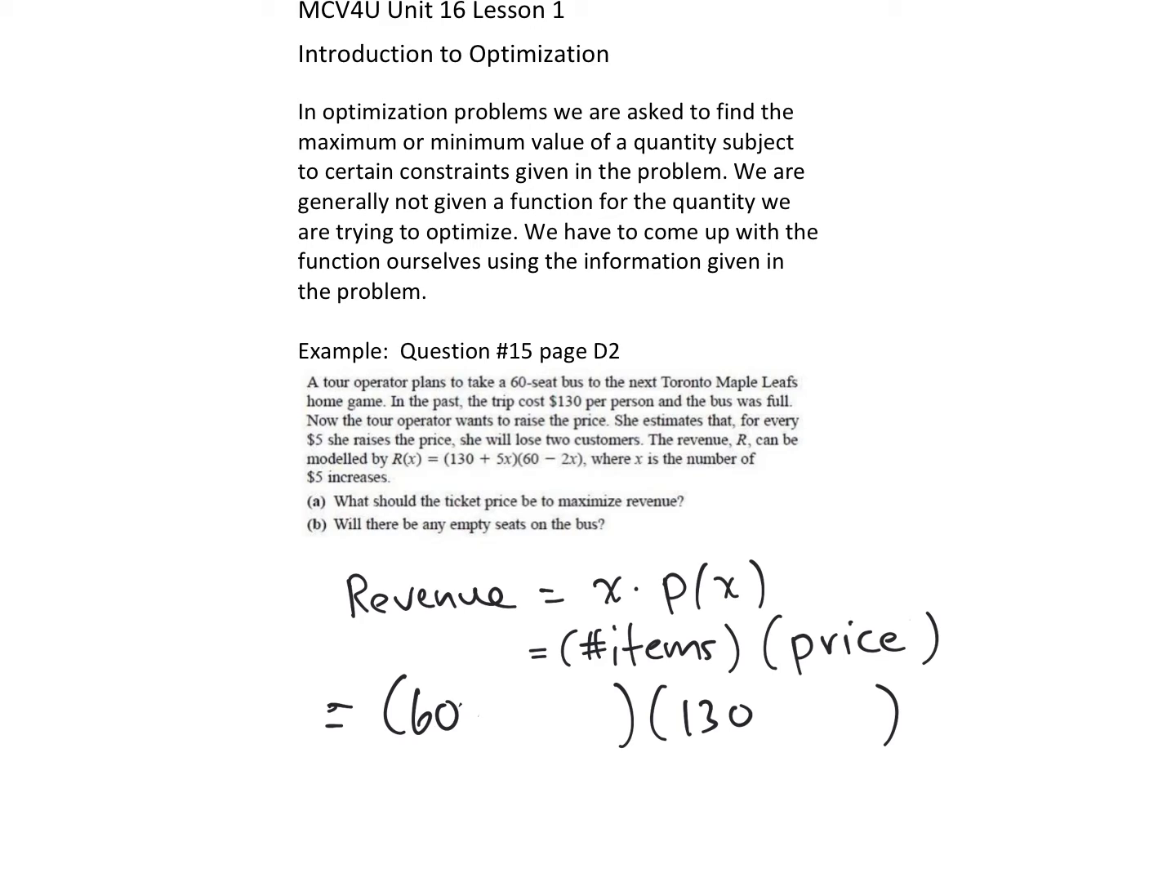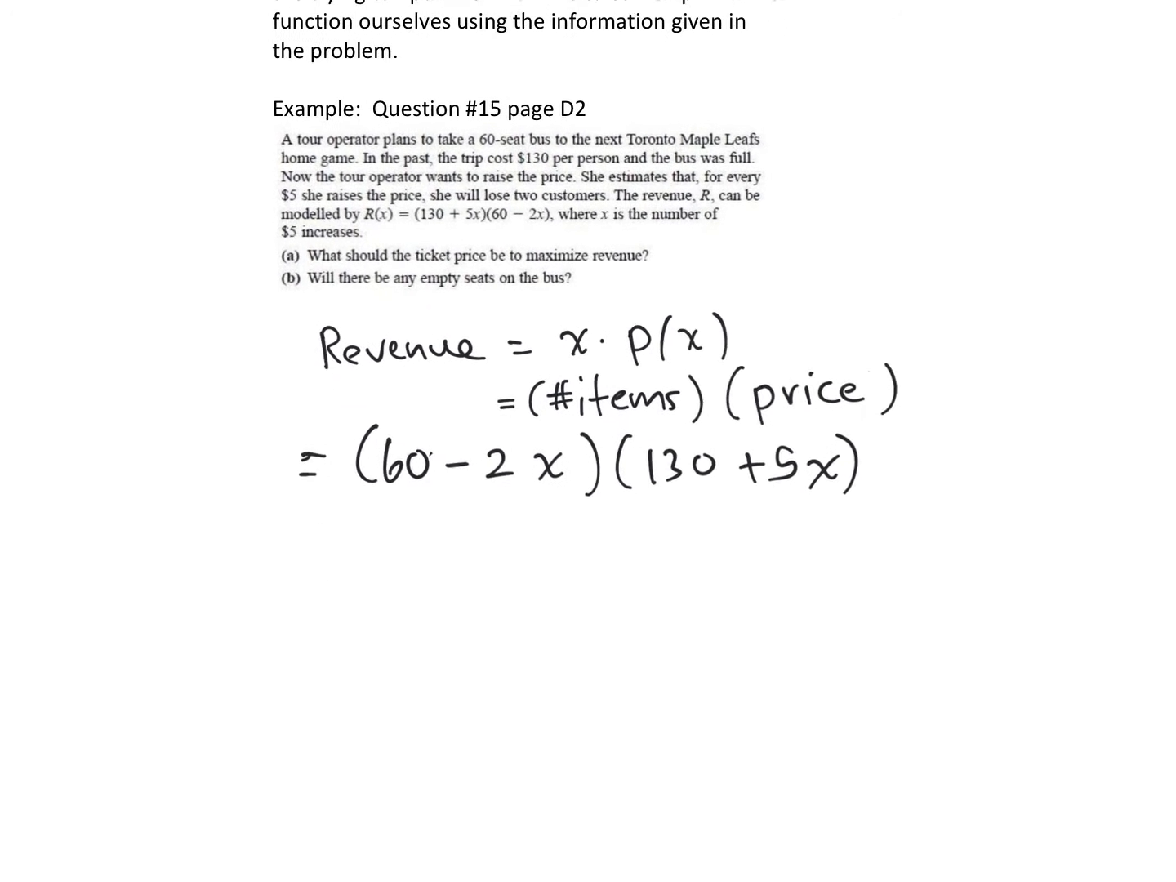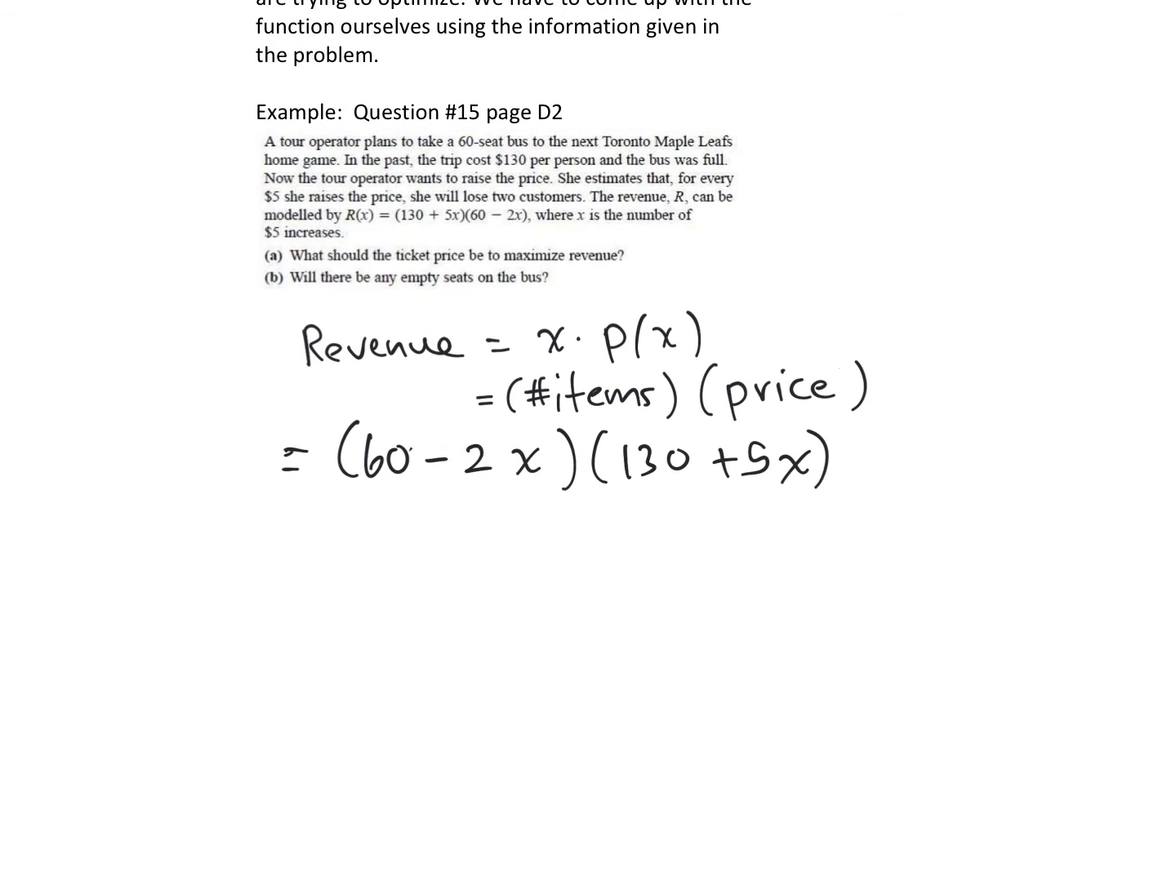The price of the ticket is going to be raised $5. And every time she raises the price, she loses 2 customers. And remember that x always represents the number of items. So we want to figure out the ticket price to maximize revenue. So I'm going to expand this equation so that we can find the derivative.